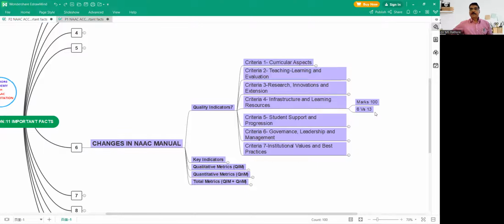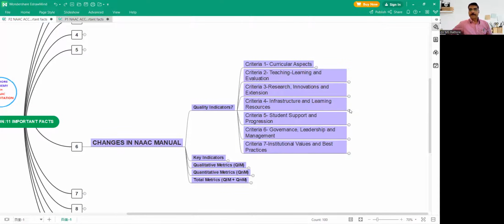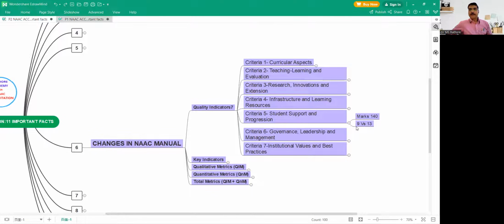In criteria 4, we see that there are 100 marks, and previously there were 13 matrices, and right now there are 6 only. In criteria 5, the marks allotted are 140, and previously there were 13 matrices, and right now there are 9 matrices only, 4 have been reduced.